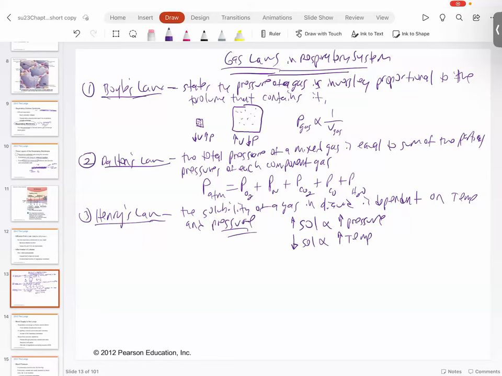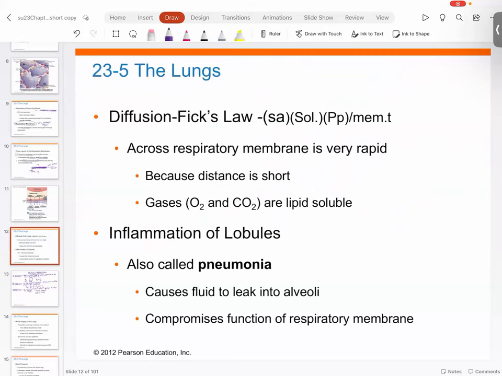So temperature and pressure affect solubility, and this affects how the gases that we're breathing are affected in our body, right? So we have this basic sort of system now. Hang on to these laws. We're going to see how, especially with Boyle's law and Dalton's law, these guys interplay with respiratory physics. Now, the other law is not a gas law, it's a diffusion law.